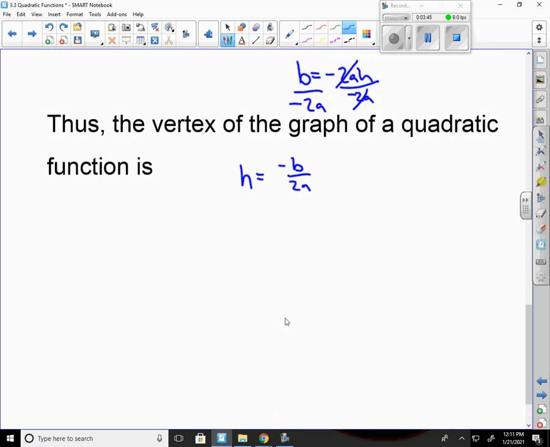Then to find the y value, I would plug this into my function everywhere I see an x. So my actual vertex is negative b over 2a, and that point plugged in to the function.